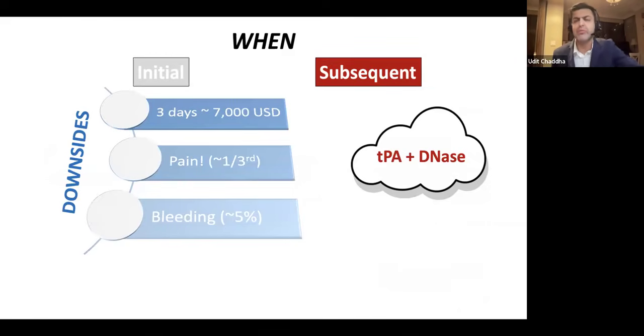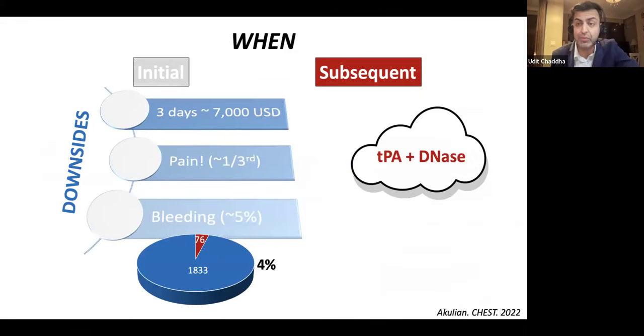What if you use TPA-DNase upfront in everybody? There are some downsides. One, there's a cost to it. It costs approximately 7,000 US dollars for a 3-day course here. There's some pain associated with administration of TPA-DNase in up to a third of patients. And then there's approximately a 5% bleeding rate.